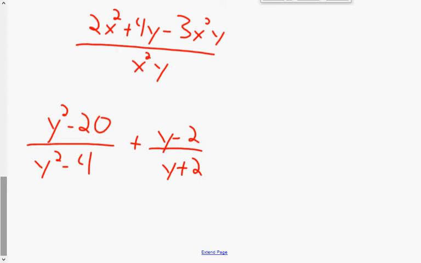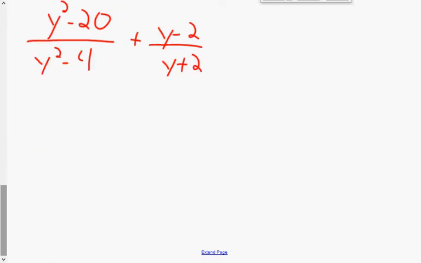Alright, so we want to simplify what we can first. That's not a difference of squares up top. Y squared minus 20 is not a difference of squares. So it has to stay there. Y squared minus 4, though, that is a difference of squares. So I'm going to rewrite it out.